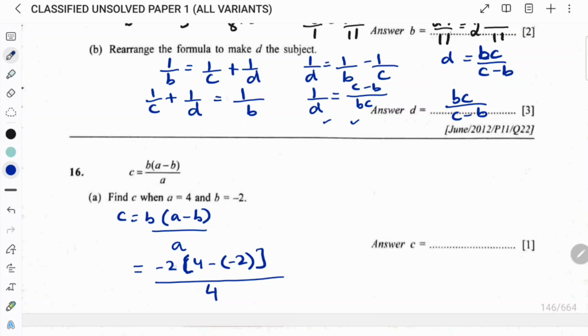So you can cancel: 2 ones are 2 and 2 twos are 4. All right, so c is equal to minus 2 times (4 plus 2) upon 4, with 2 left. So you have cancelled 2, it means that 1 is left. So you can write minus 6 over 2, which will be equal to minus 3. So minus 3 is the answer for this question.